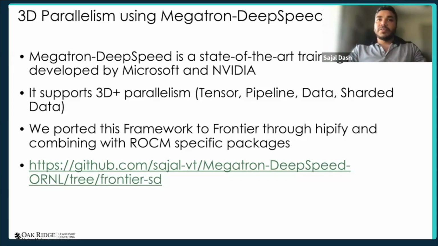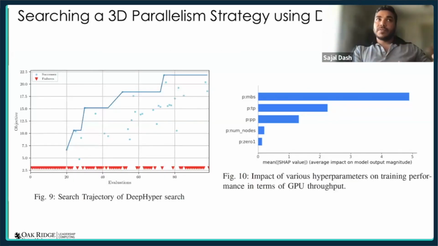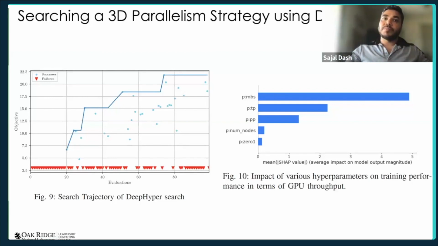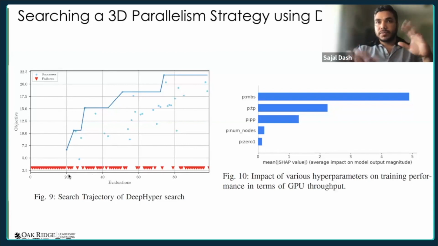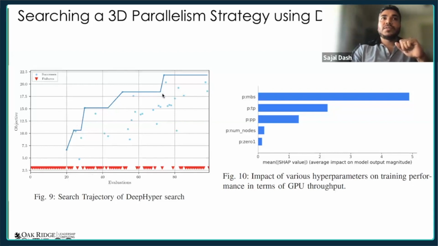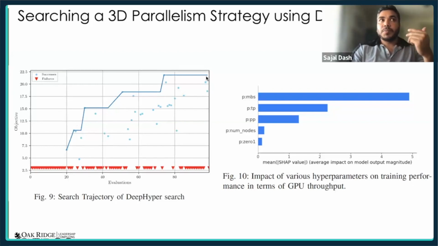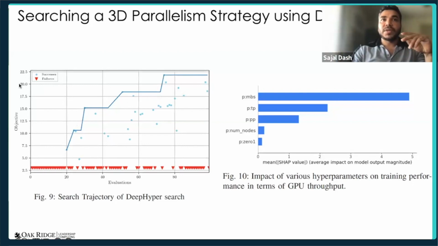So I have this code base available for people if they want to give it a try. Using that framework, we used a tool called DeepHyper to search for the best strategies and to see which one gives me the best GPU throughput. When I did this for, I think, a 175 billion parameter model, as you can see, this gradually finds better and better combinations with better objective values.